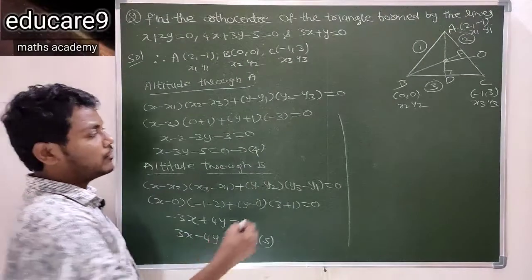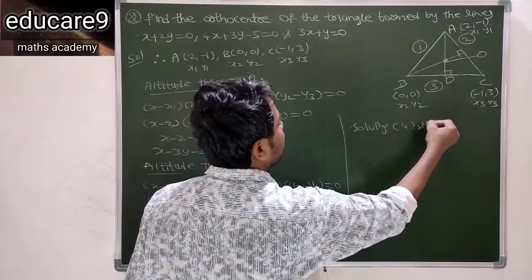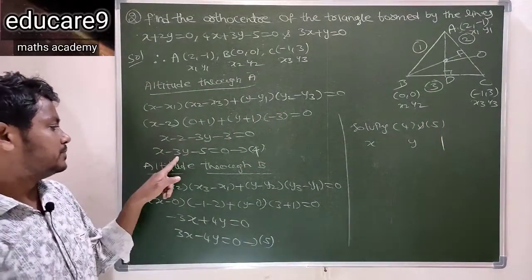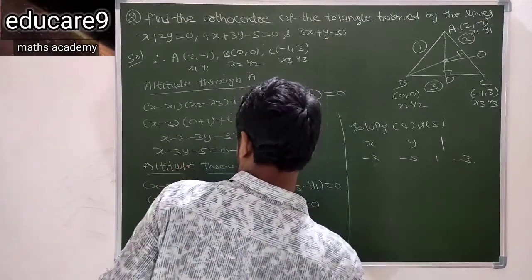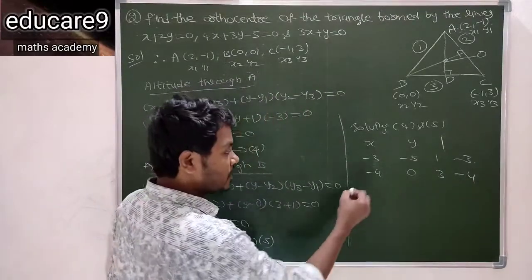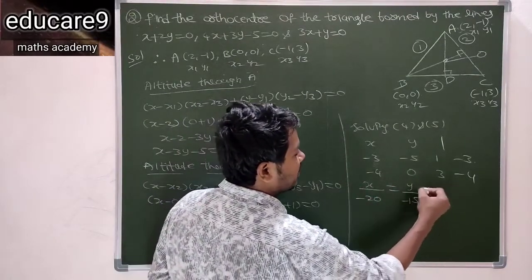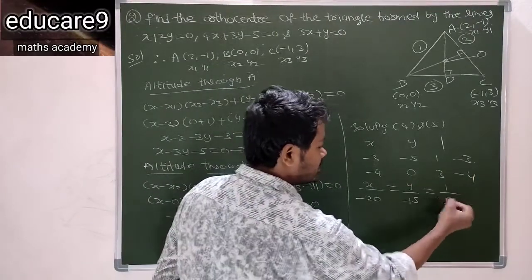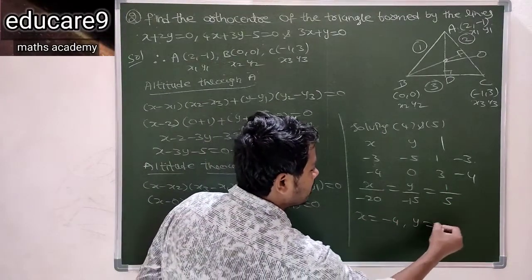Now solving 4 and 5. So solving equations 4 and 5. x, y, constant. So start from the second term. Minus 3, minus 5, 1, minus 3. Next here, minus 4, 0, 3, minus 4. So this is x by minus 20 and y by minus 15 and constant by minus 4 plus 9, that is 5. So therefore x is equal to minus 4, y is equal to minus 3.